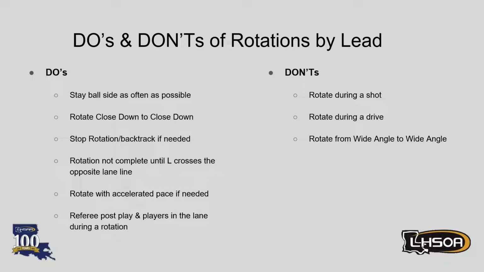Alrighty, and then we're talking about we should never rotate from wide angle to wide angle. Why is that? Well, there's a couple of reasons. One is it's too far to go. You're going all the way across the paint to 6 feet out on either side of the lane. It's just too far, and most people can't get there. So what happens is we don't rotate, which decreases our call accuracy because we don't have trail and Lead on the same side of the floor.